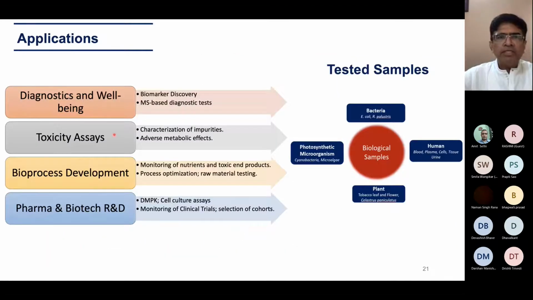The applications, as I said, are diagnostics and well-being. Diagnostics, of course, is to diagnose the disease, and well-being is for people to live healthier and longer, and to get early warning signs of a disease if there is any. Also toxicity assays of drugs, bioprocess development, pharma and biotech R&D.